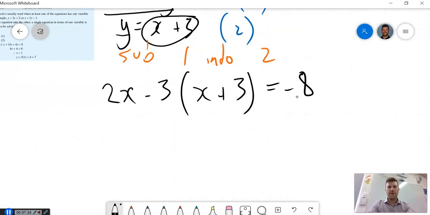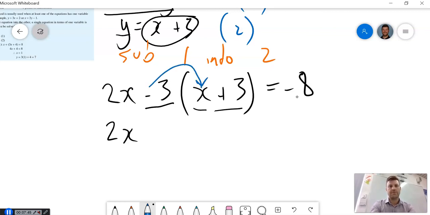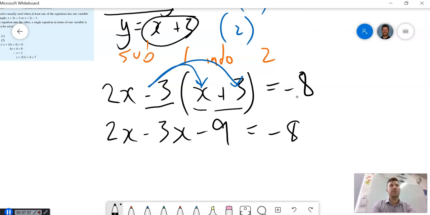Alright, this is slightly different. Now x is on both sides. Both x's are on the same side of my equation. So I'm going to go ahead and expand my brackets here. So I've still got 2x. Now I'm going to use the distributive law to expand the bracket. So remember the distributive law: times the term in front of the bracket by each term inside the bracket. So I'm going to start with minus 3 times x, which is minus 3x. And then it's minus 3 times positive 3, which is minus 9. And that's equal to -8.